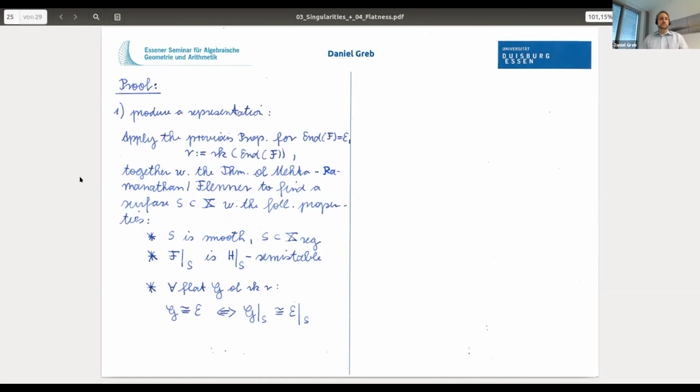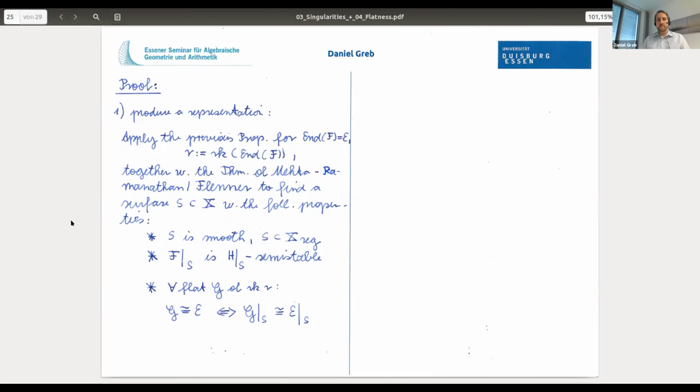F restricted to S is semi-stable. Oh, that's okay. And then the difficult part is taken over by this proposition. For any flat vector bundle G of rank R on X, G is isomorphic to E if and only if G restricted to S is isomorphic to E restricted to S.